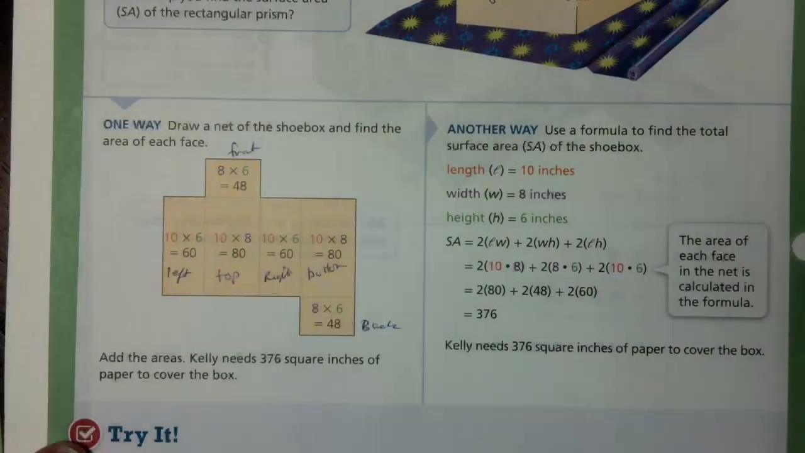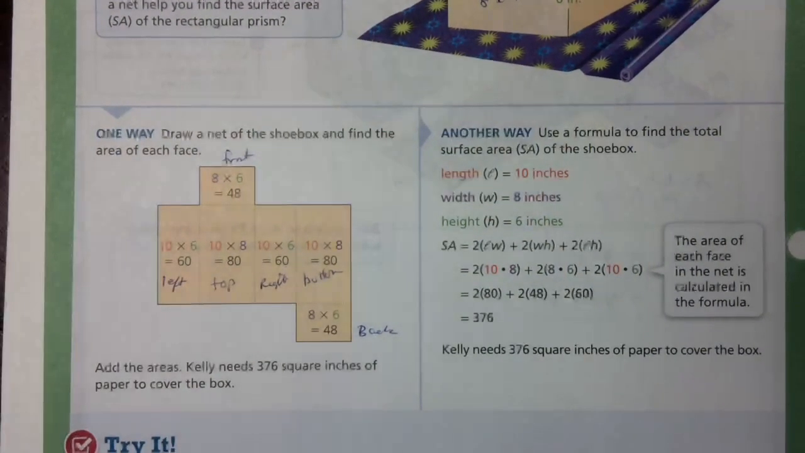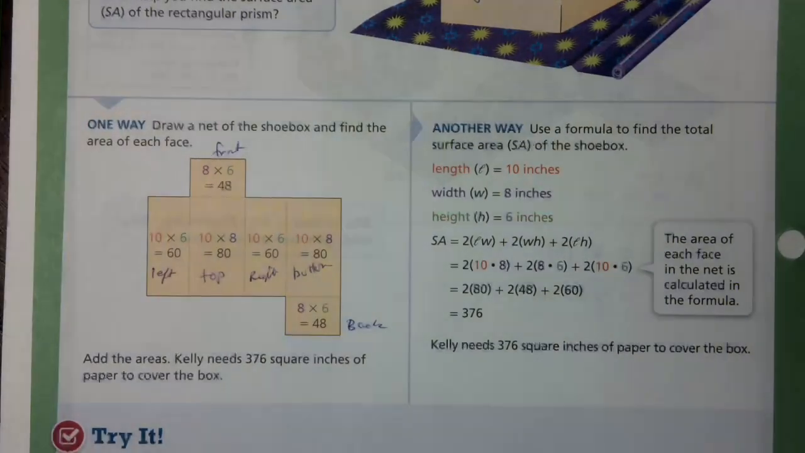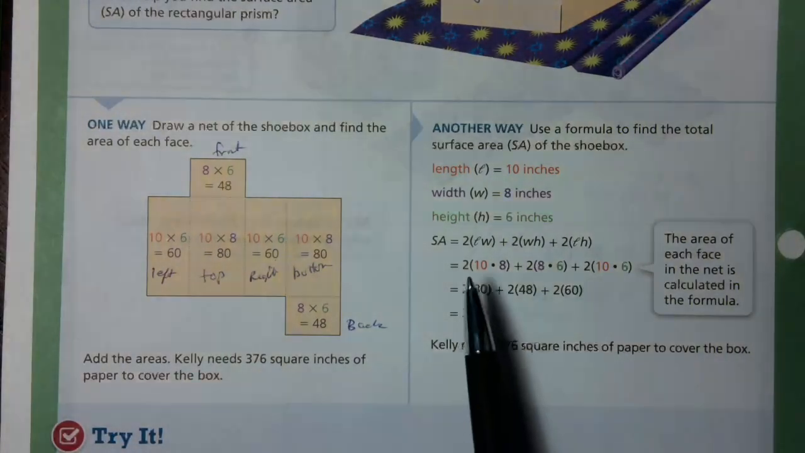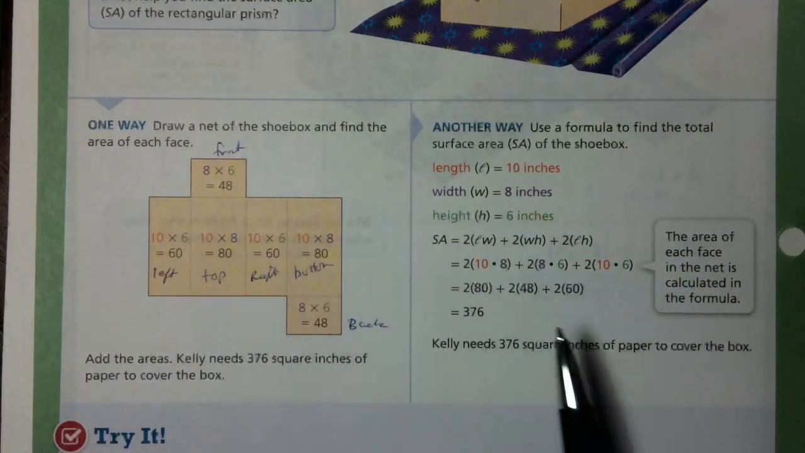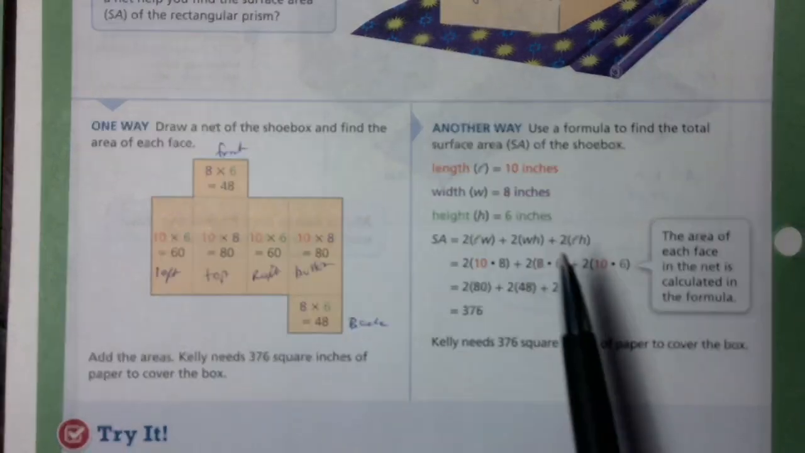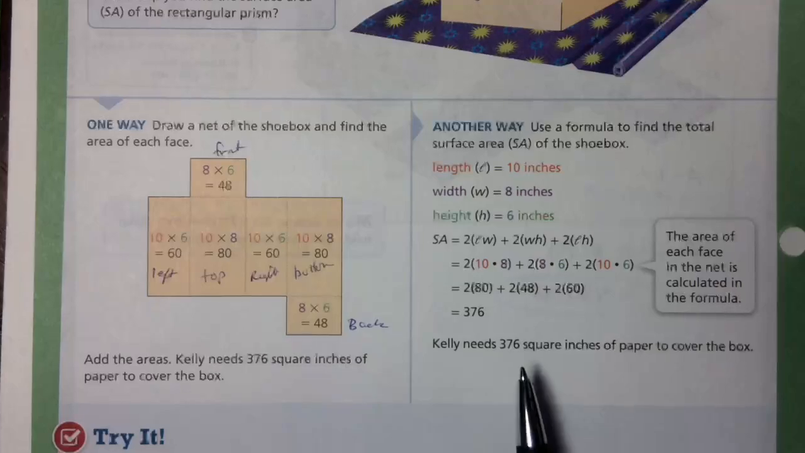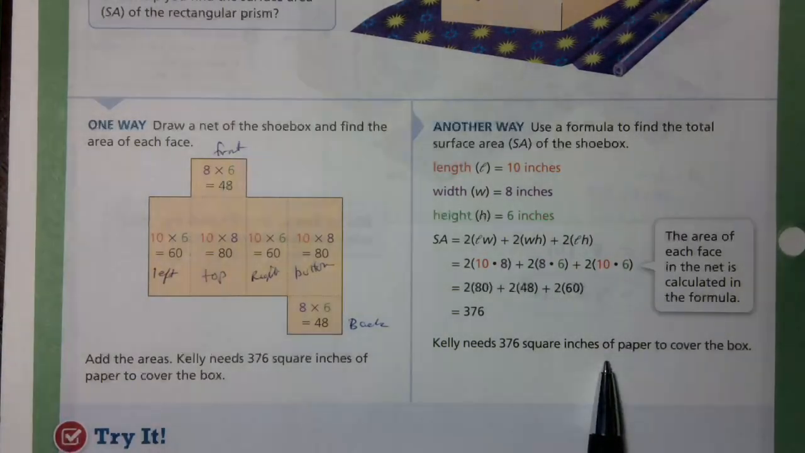So every time we have a prism, we're going to have a top and a bottom, a left and a right, and a front and a back. So there's going to be 3 pairs of numbers that are the same. Notice they did this over here. They drew their net. They calculated, here's 2 that's alike, 2 that's alike, 2 that's alike. Put it all together. She needs 376 square inches of paper.